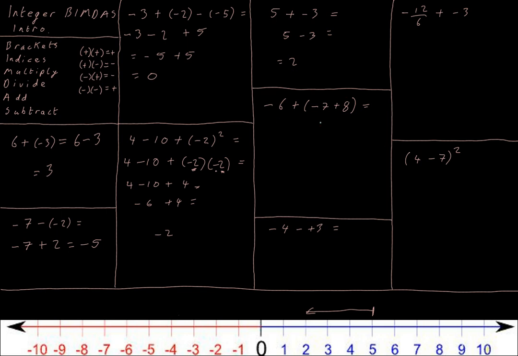Now we have some brackets. So we have to do what's inside the brackets. We have to simplify our brackets first. So let's do our bit in brackets for our next question. We have -7 plus 8. So we start at -7 and we add 8. We get 8 spaces warmer. So we end up with 1.